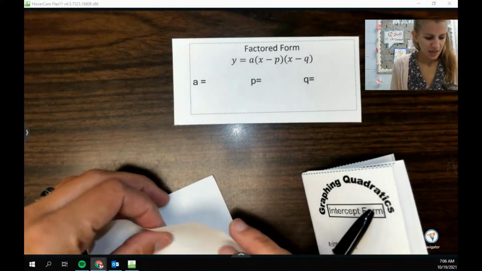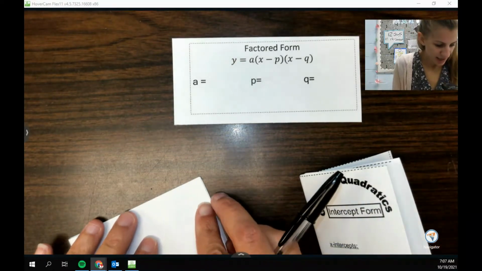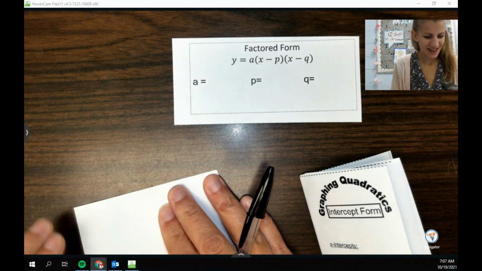So actually this is folded cockeyed, I gotta fix it. I can't. There we go.